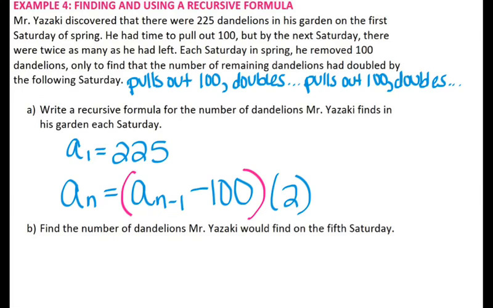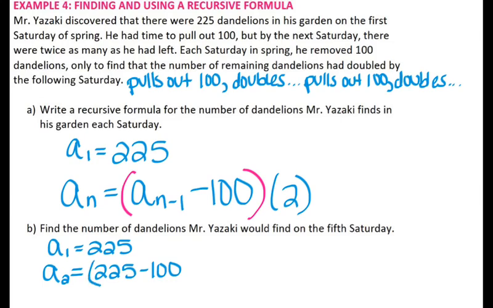So part B says to find the number of dandelions Mr. Yazaki would find on the 5th Saturday. So we have to use our previous terms for this. Our first term is the 225. If I want to know how many he has on the 2nd Saturday, I would take that 225 and subtract 100 since he pulls out 100, and then we would have to double because after he pulls out the 100, it doubles. So that's 225 minus 100 times 2 is 250. So on the 2nd Saturday, there are 250 dandelions.